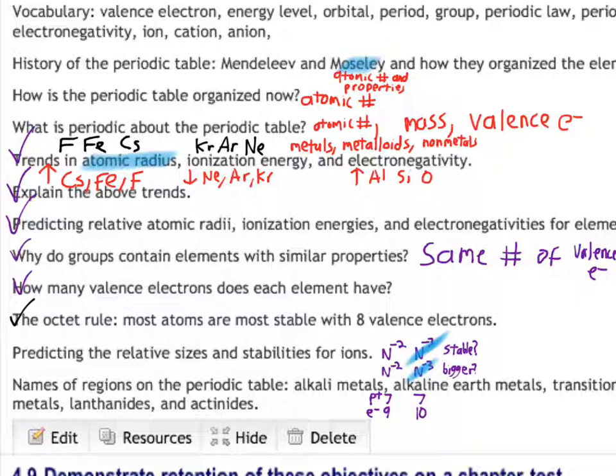Last for your test, learn the names of the regions of the periodic table. They're listed here for you, and you can see the nice color coding on the periodic table in your book. Hope this helped.